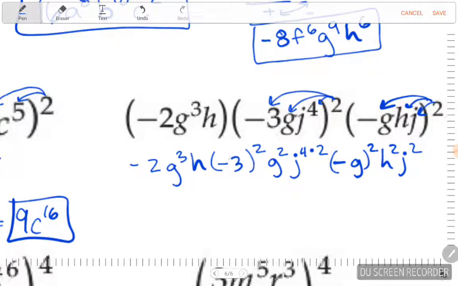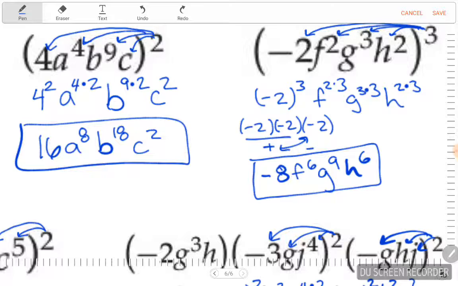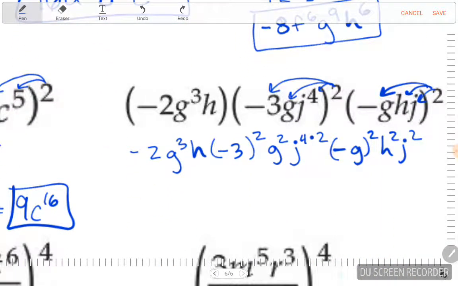These negatives, we have to keep in mind whether we have a negative or a positive, because like we saw up here, if we've got 3 negatives, it's going to stay negative, because we get a positive, and then times a negative gets us back to negative. But with squared, a negative times a negative would be a positive.